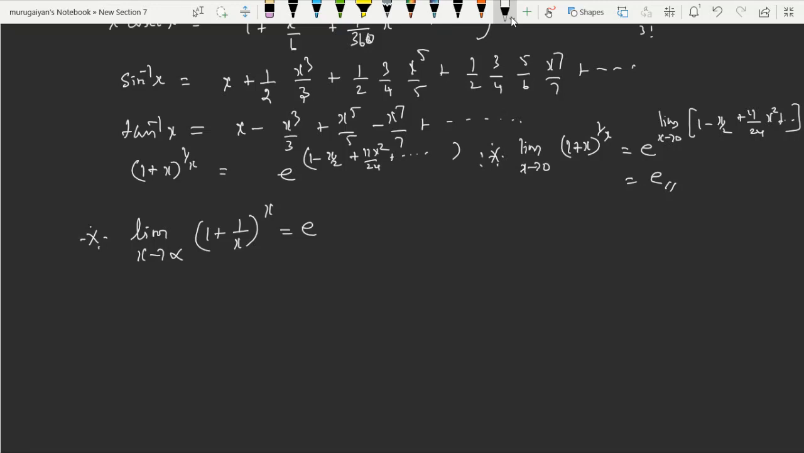Combining these two, what is the general result? In general, limit x approaches a, 1 plus f of x whole power g of x is one of the indeterminate forms.